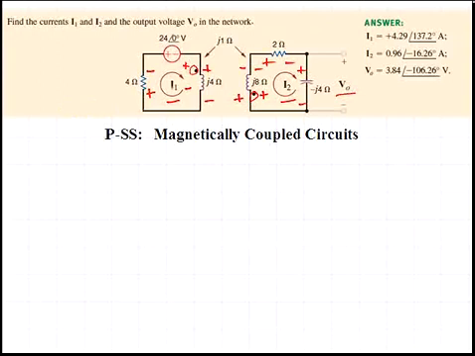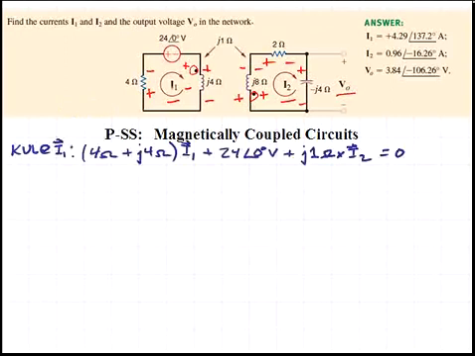So we'll begin by writing the necessary loop equations to solve for the currents, and then we'll use the current I2 to determine that voltage V sub O eventually. We'll do a KVL at the loop I1. So here we have the 4 ohms and J4 ohms, the impedances on the I1 loop, the 24 volt source in that loop, and then the J1 ohm times I2 is the effect of the mutual inductance coupling a voltage appearing across the inductor in the I1 loop.